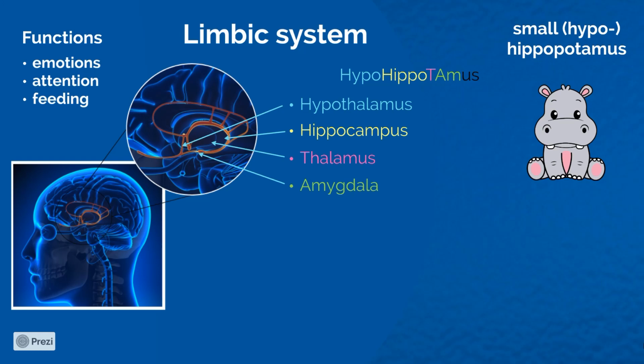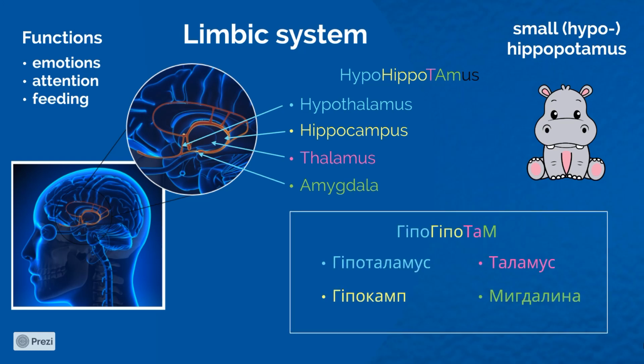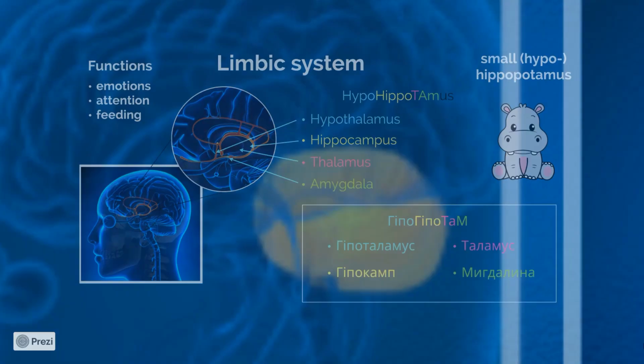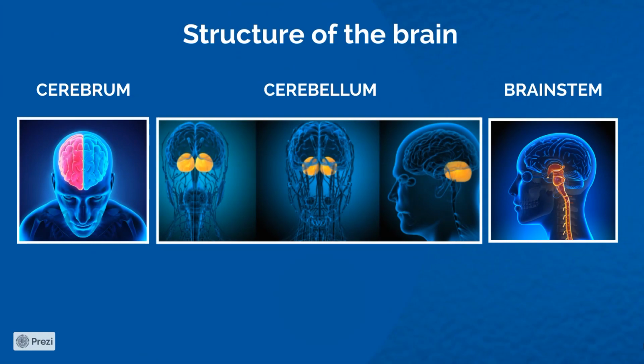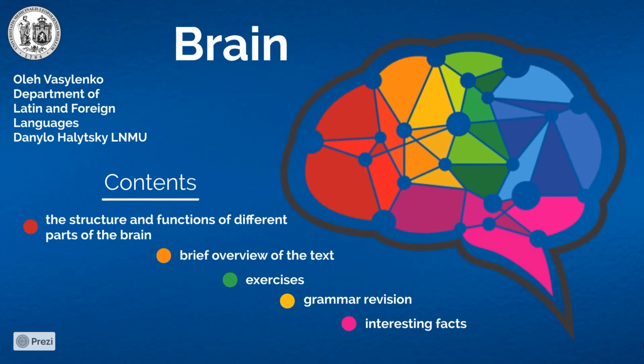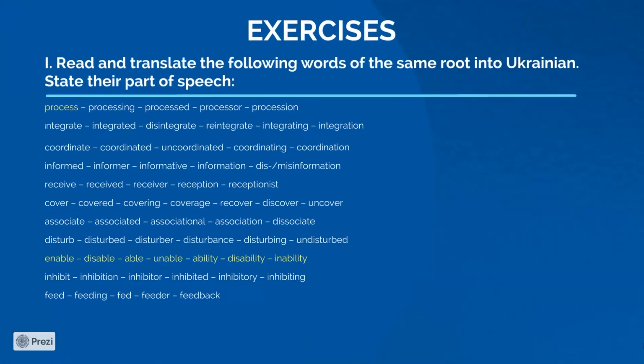For Ukrainians, my suggestion is instead of hippopotam, you can learn hippohippotam: hypothalamus, hippocamp, thalamus, и мигдалина. I hope it helps you remember the parts of the limbic system. As we have examined the text and relevant terms, let's deal with some of the exercises.